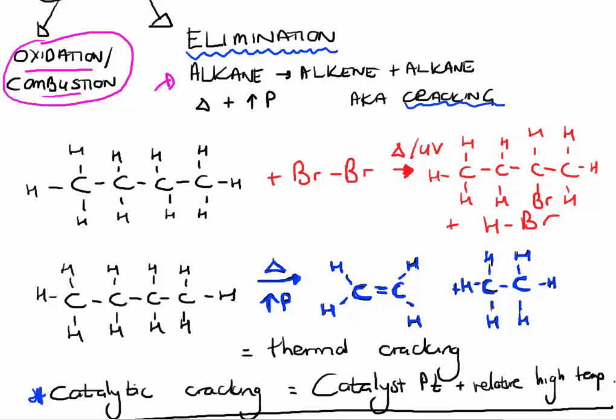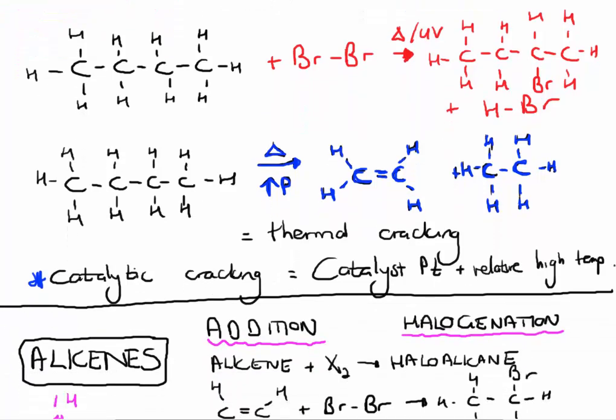And the other type is called catalytic cracking. This is where we have a catalyst like platinum and a relatively high temperature. So it's not really that high. 800 degrees Celsius sounds high, but it's really not. So that's the other type of cracking we get.